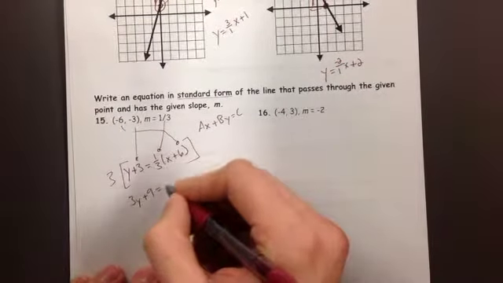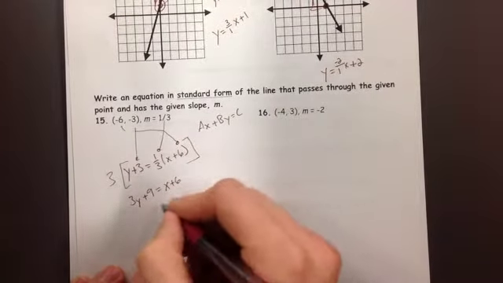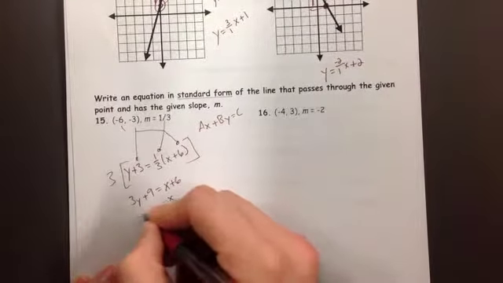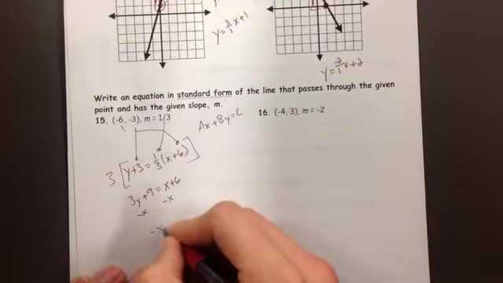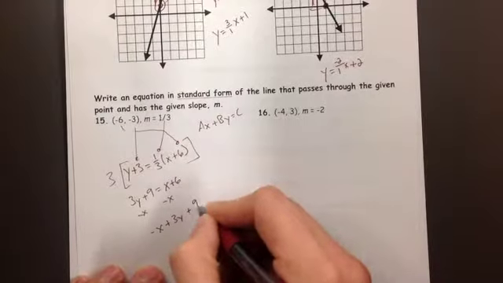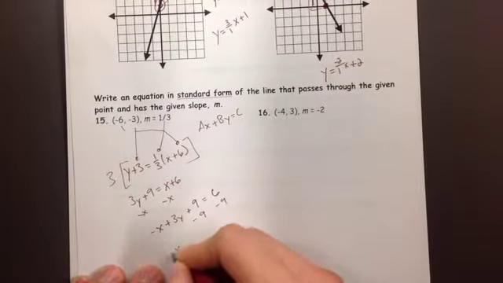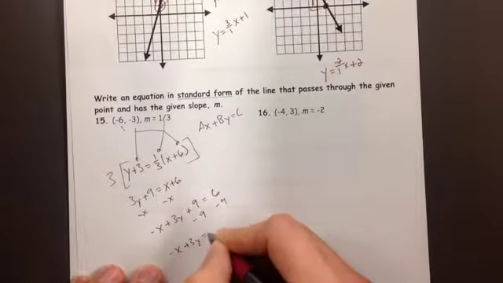Again, you're not going to have to do this tomorrow. I'm really just showing you what they're asking you to do, just in case we're going to have standard form again. 3y plus 9 is equal to 6. I'm going to pull that 9 from both sides. I'm going to get negative x plus 3y is equal to negative 3.